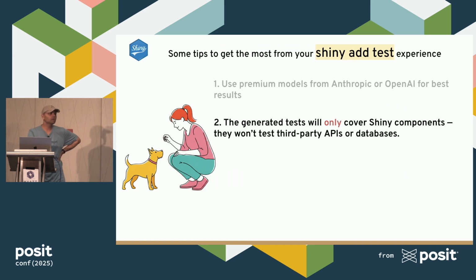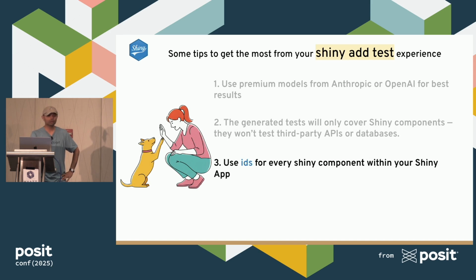The test will only test Shiny components, so that's something to keep in mind. If you have something that is actually reading from a database and stuff like that, just looking at your Shiny app, it's really hard to tell. So you might want to be mindful of that. If you have Shiny components within your app, we'll test those. Make sure you have IDs for every component, because that's how we seamlessly integrate controllers for testing. So make sure you have those.